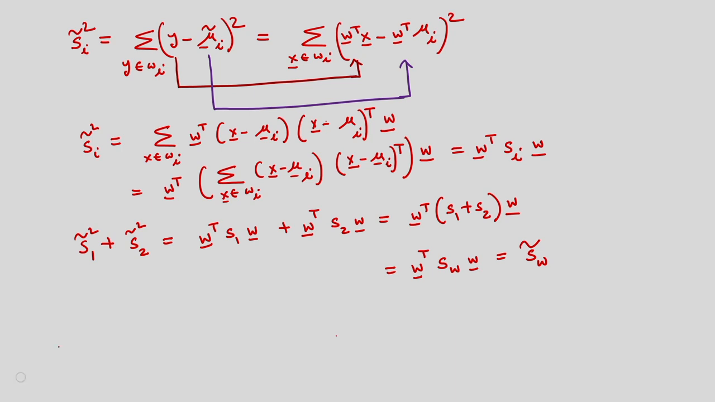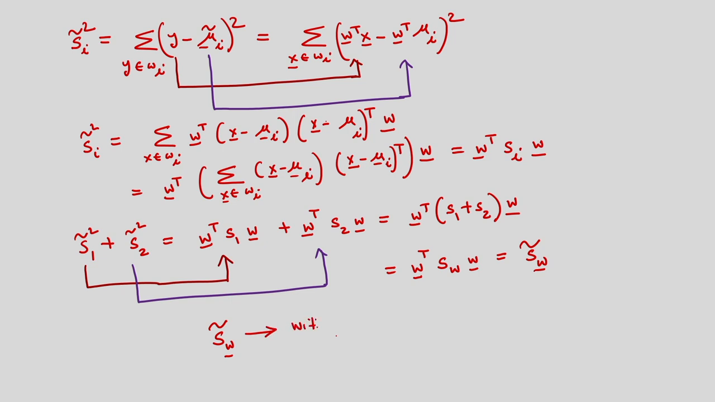Here, S1 tilde square is nothing but W transpose S1 W, and S2 tilde square is similarly W transpose S2 W. So in this case we are getting SW tilde, and what is SW tilde? That is nothing but the within class scatter matrix of the projected samples. So we are getting the within class scatter matrix of the projected samples y.